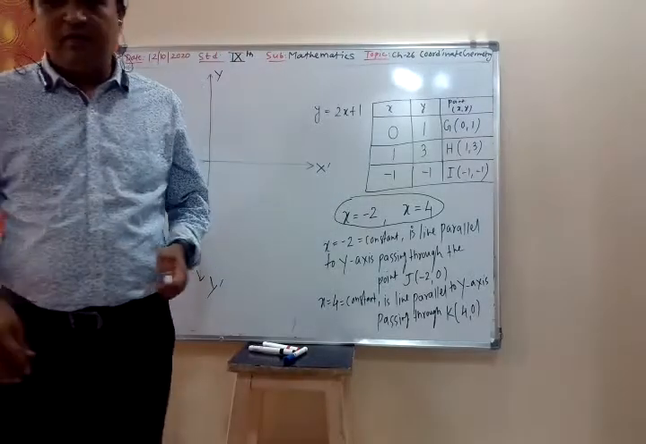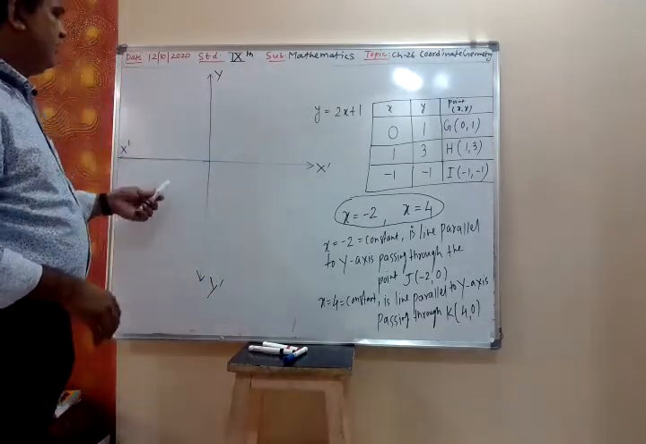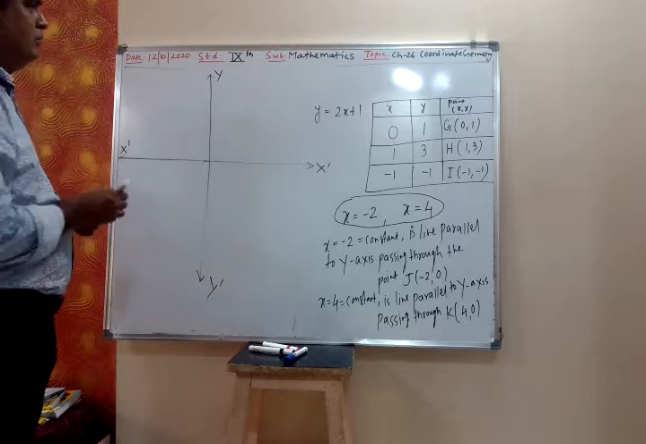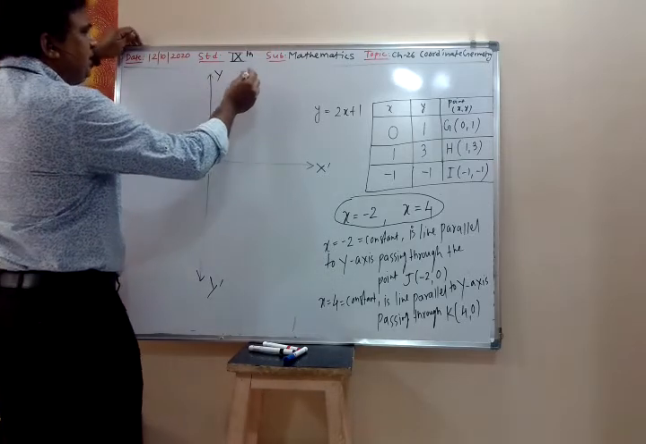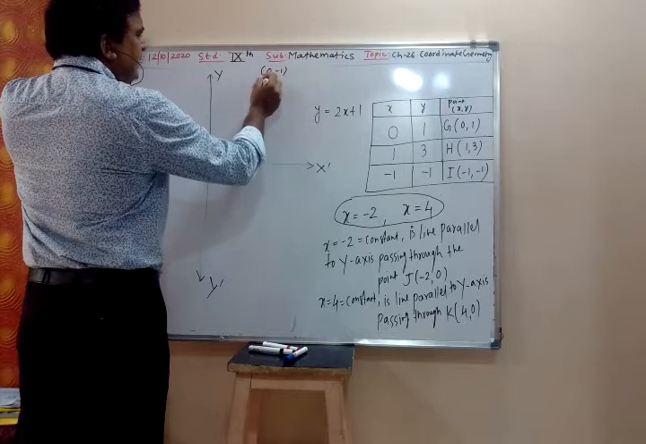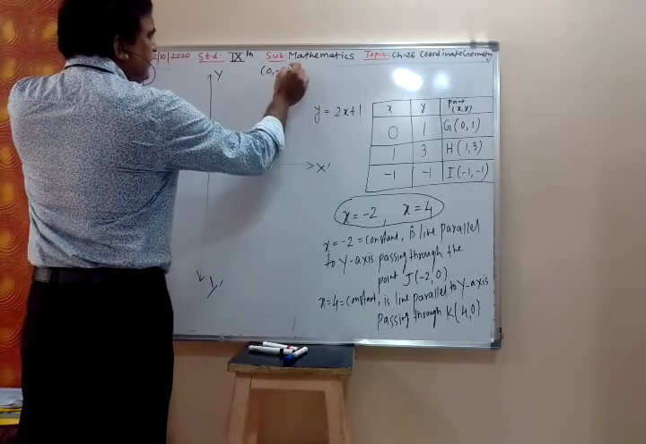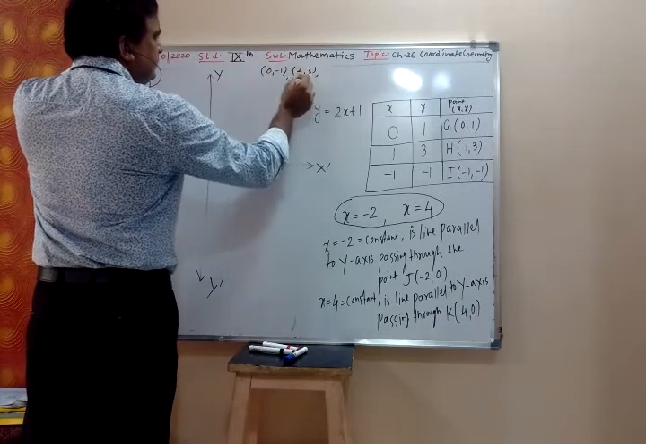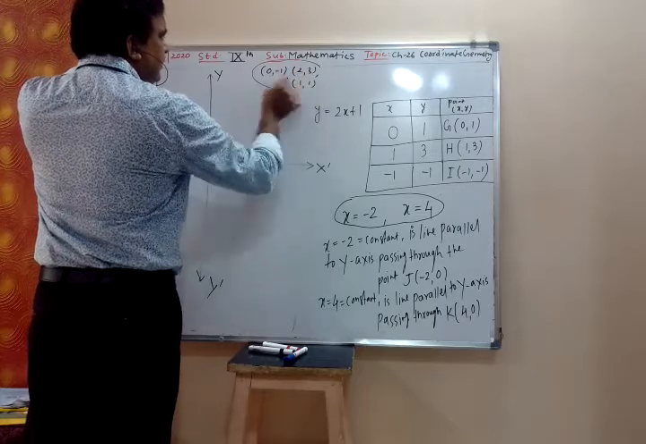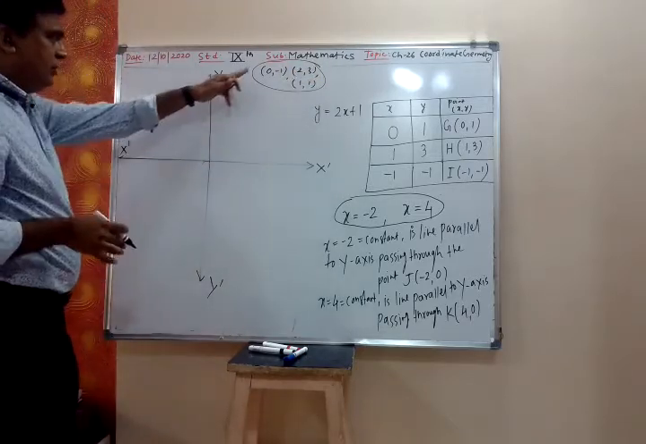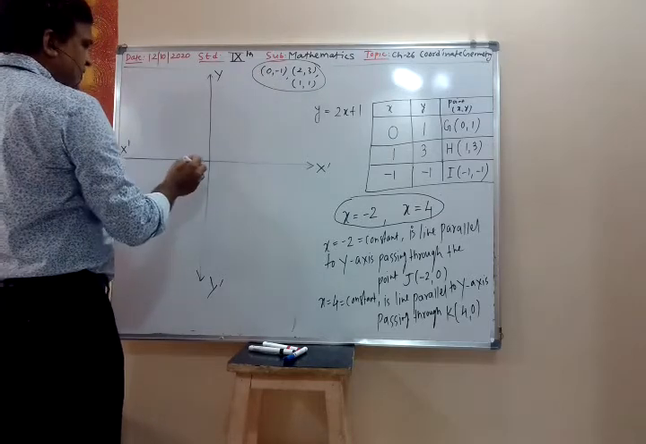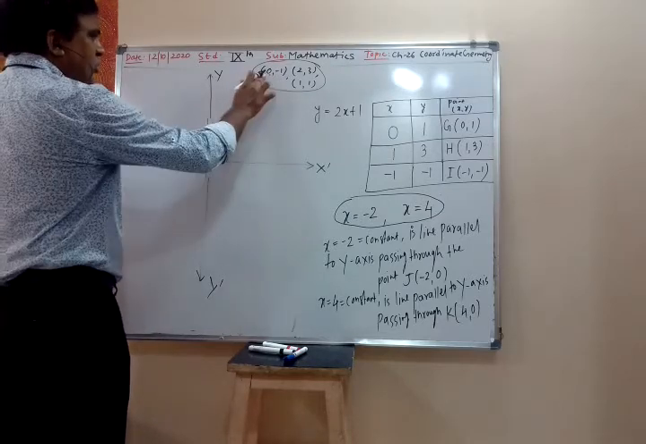What was the first point? Tell me one by one. What are the points of the first equation? 0 comma minus 1, then 2 comma 3, then 1 comma 1. These points we have to plot. First, 0 comma minus 1.